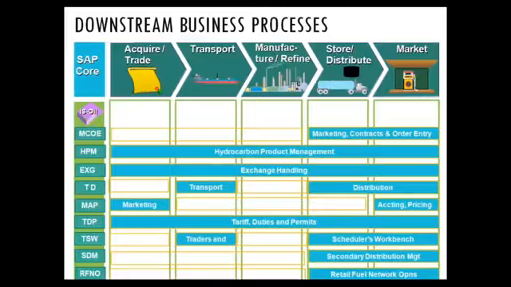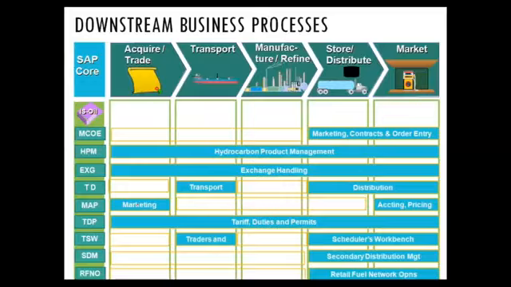Marketing and pricing: when you buy and when you sell, we use the pricing techniques. That's the reason it is in acquire and trade and marketing. Tariff, duty and permit is just like hydrocarbon product management. Whenever you transfer the product from one place to another, whether it's crude oil or the refined product, you have to consider all the taxes. So TDP is across the whole supply chain.